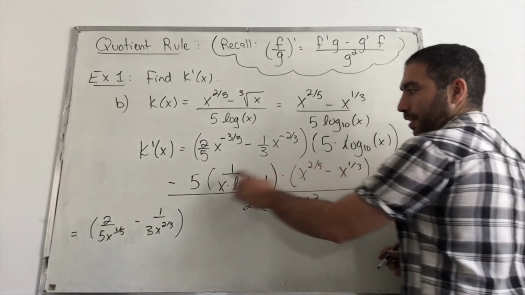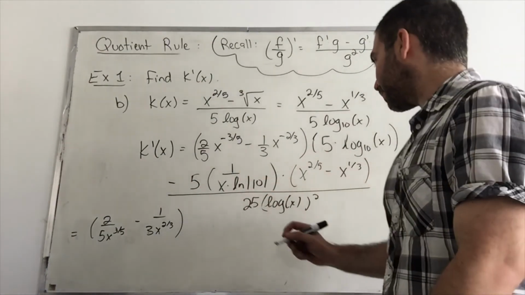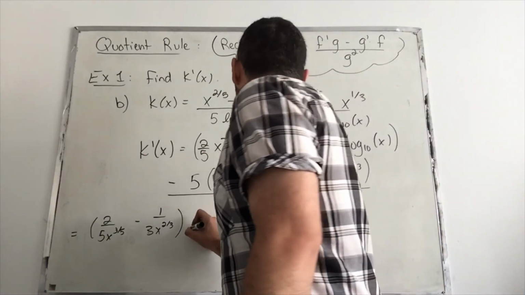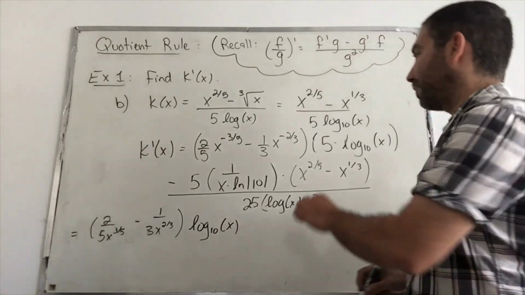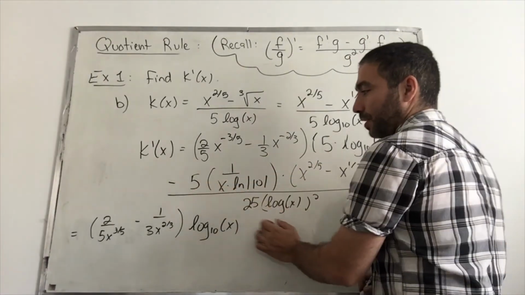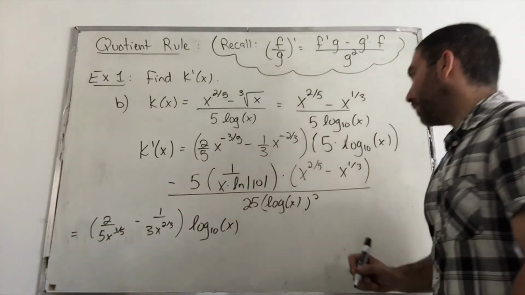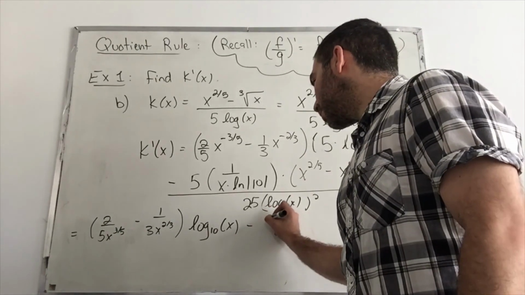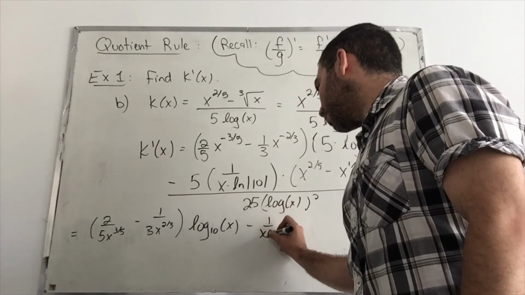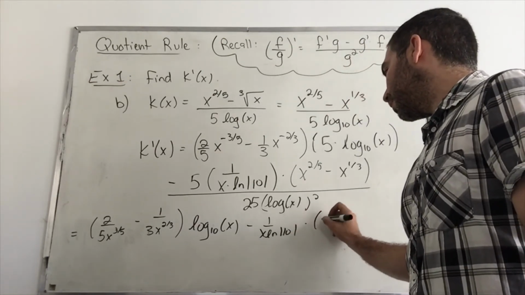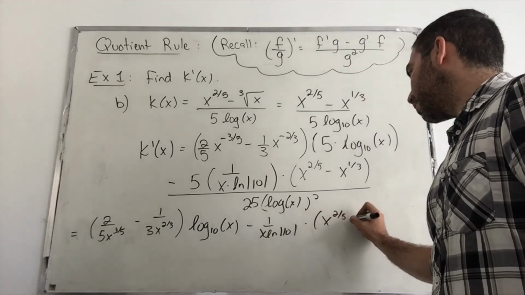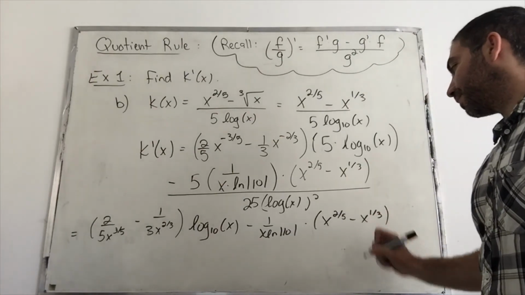This 5 and this 5 here, we could factor them out. So times log base 10. So I factored out this 5, I'm going to factor out this 5, it's in the front. So I'm just keeping that in the back of my mind. Minus 1 over x ln of 10 times, here there's nothing to do, x to the 2/5 minus x to the 1/3.